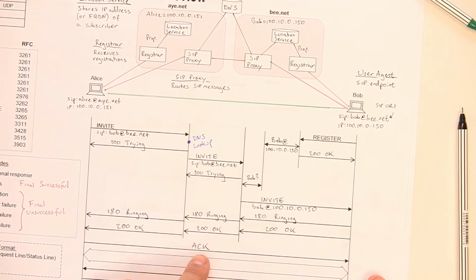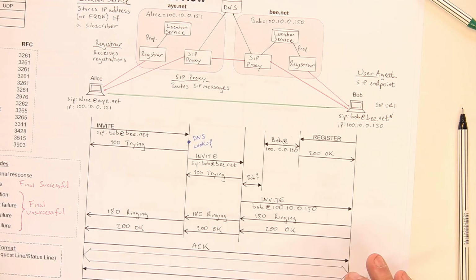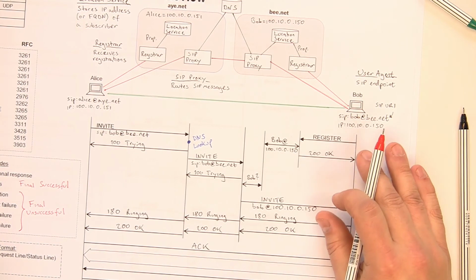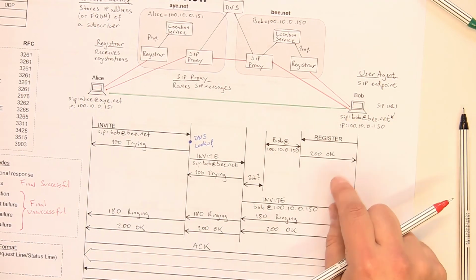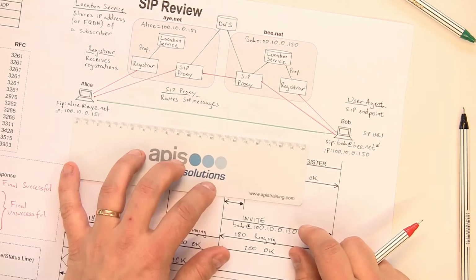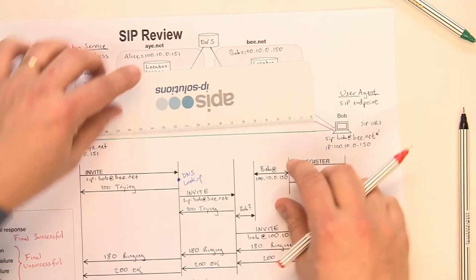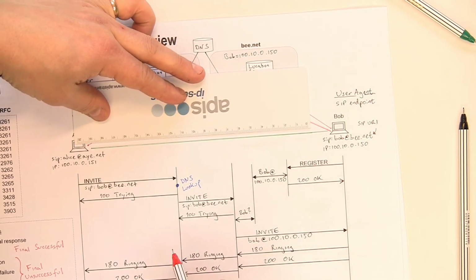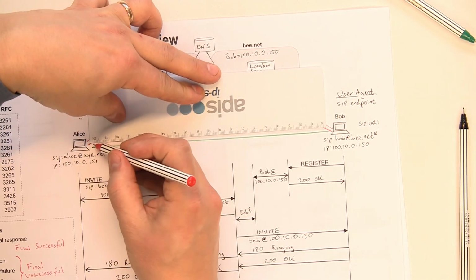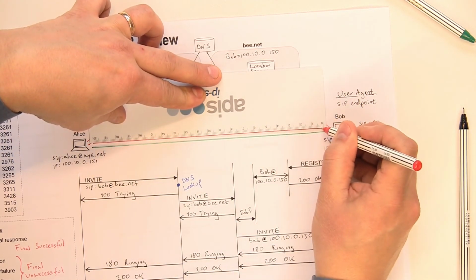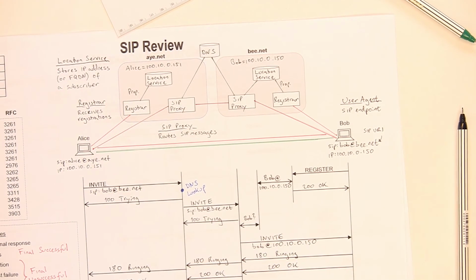The basic behavior of SIP is to try to communicate as directly as possible. So it's quite possible to send SIP messages directly between Alice and Bob. So I will put a red line in parallel to the green line like this, just to show you that they can communicate directly like this.